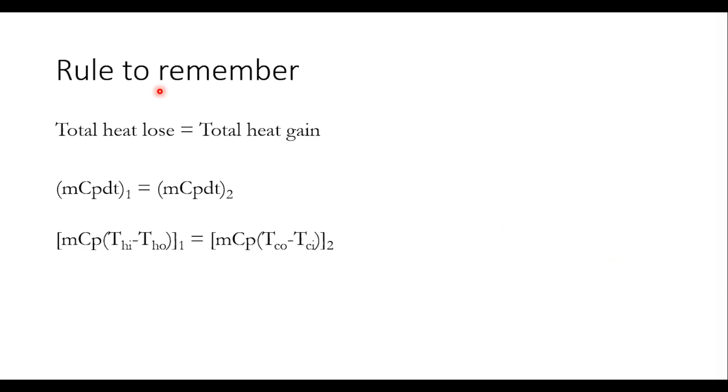The rule which needs to be remembered is that the total heat loss by the hot stream is equal to the total heat gain by the cold stream. If we take it as m1 Cp1 dT1 for the hot stream, it is equal to m2 Cp2 dT2 for the cold stream, labeled as 2. Now, if we expand it, m Cp (T hot in minus T hot out) is equal to m Cp (T cold out minus T cold in). Now we know T hot in, we know T cold in, we know the flow rates, we know the Cp. So there are two unknowns in the system, T hot out and T cold out, which means we need some equation or some variable among these.